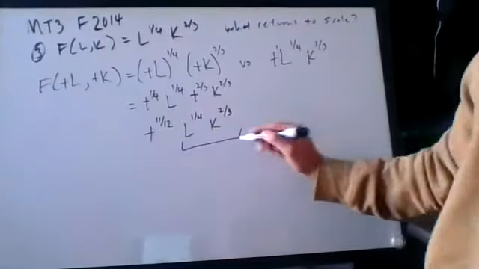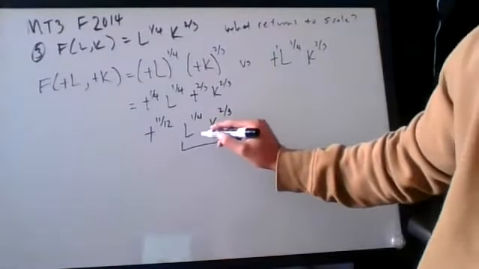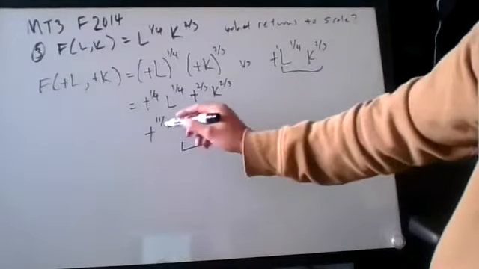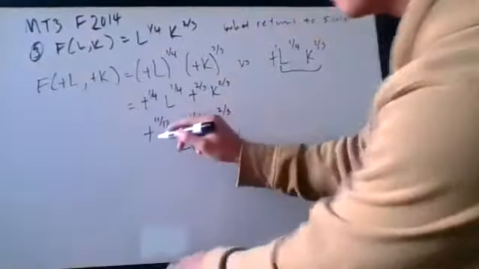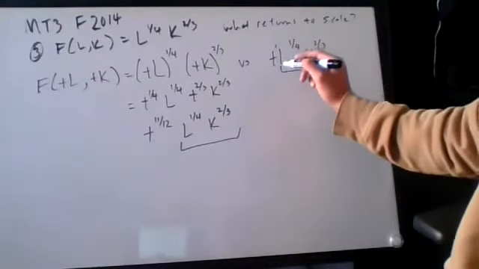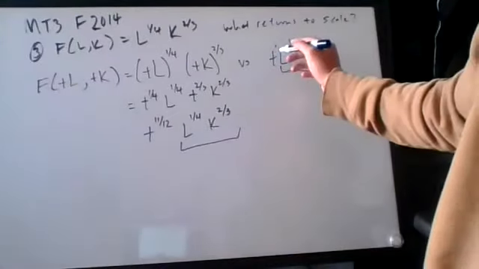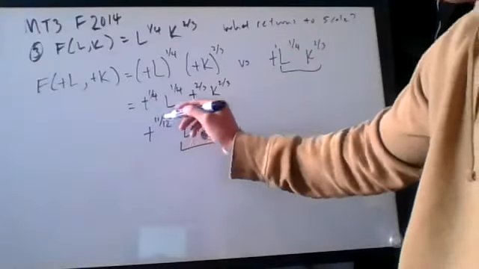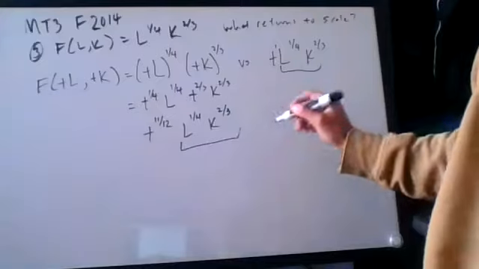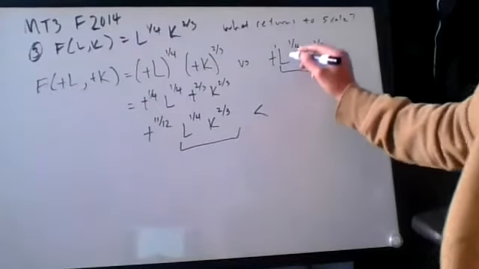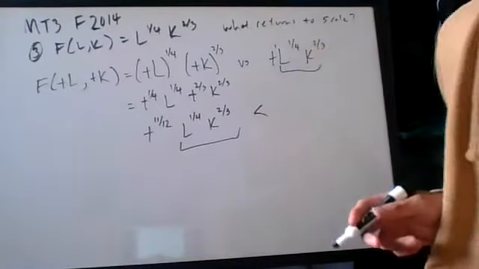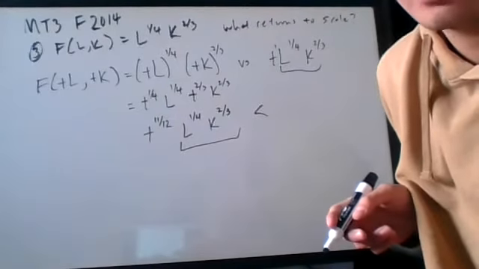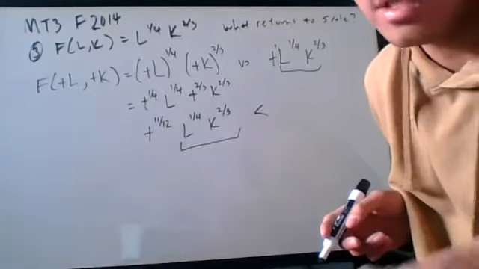And you can see that we have our original production function right over here. We're making a comparison between this whole thing and this whole thing. Obviously, t to the power of 1 is greater than t to the power of 11 over 12, which means that this is less than this, which means that we have decreasing returns to scale. So that's just a more general way of doing it.